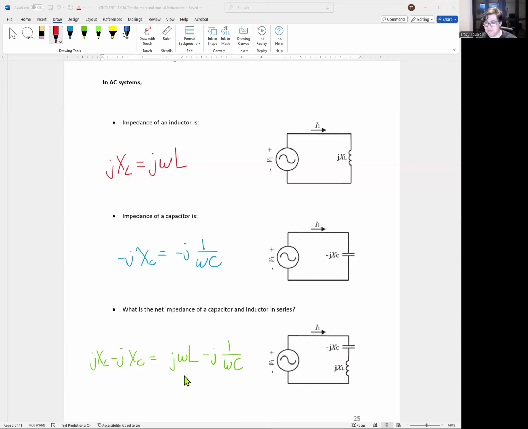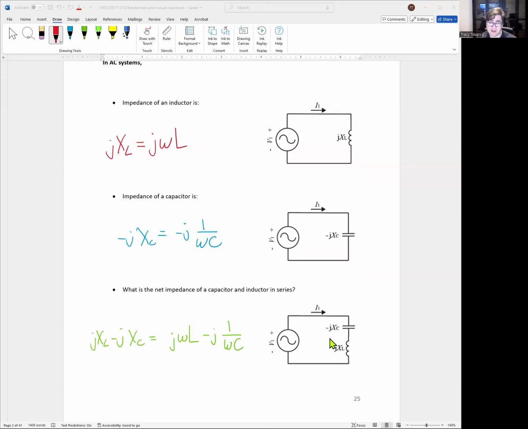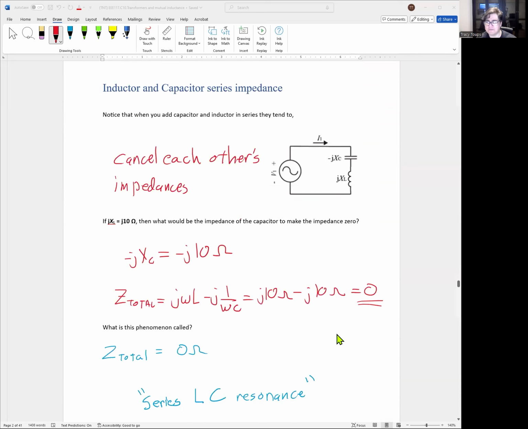So there could be a point where you could control the total net impedance of the circuit. If you could choose L and C wisely, you could actually zero out this impedance. Or you could change the impedance by changing the frequency of the circuit from the source. So capacitors and inductors have a very unique interaction between them, right? That we're going to explore today.